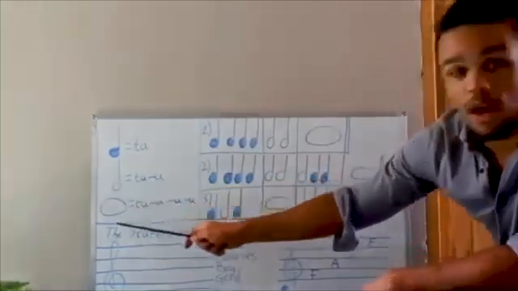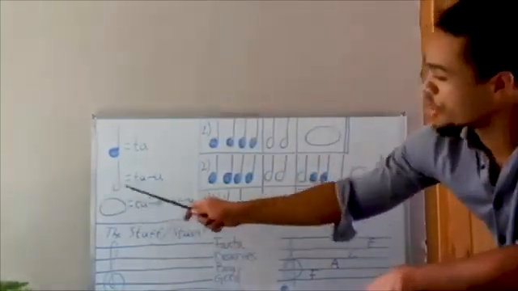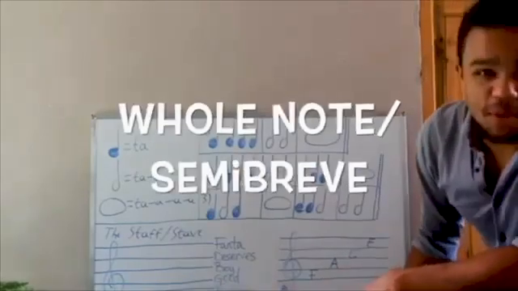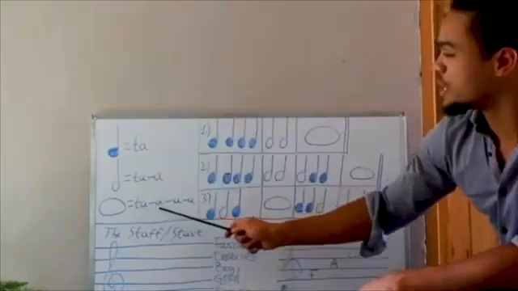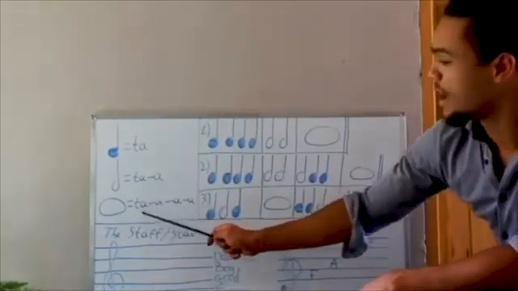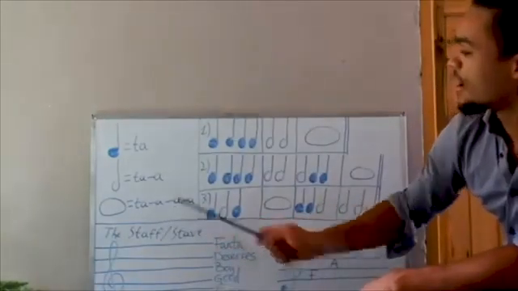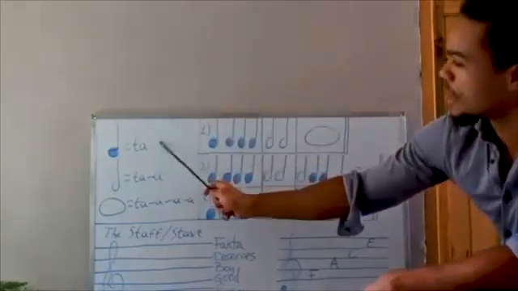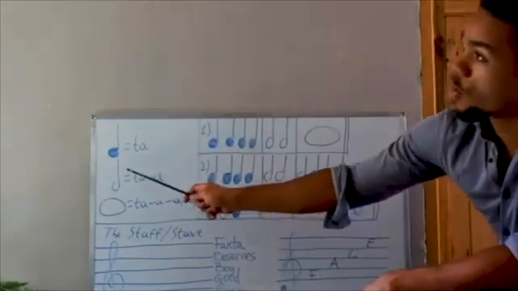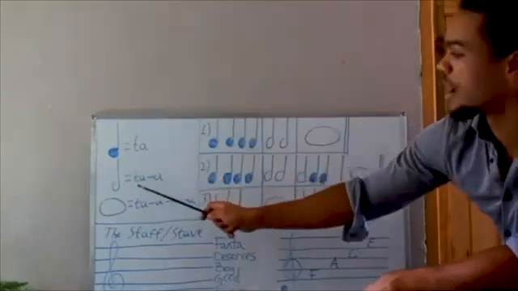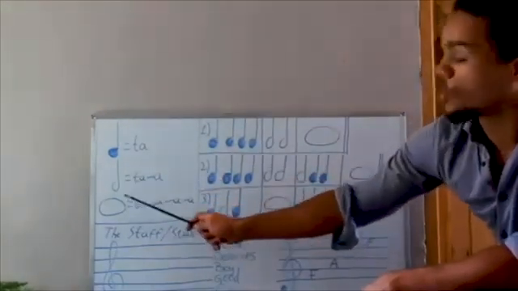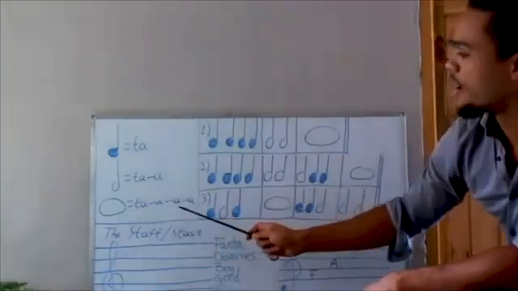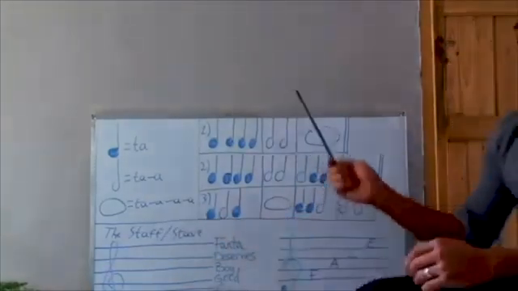And this big blob over here, it's a whole note, or if you're from England, a semibreve. And it gets 4 beats. Okay? And it goes ta, ah, ah, ah. So a quarter note or a crotchet gets 1 beat, ta. A minim or a half note gets 2 beats, ta, ah. A whole note or a semibreve gets 4 beats, ta, ah, ah, ah. Okay? Now let's try and do it practically.